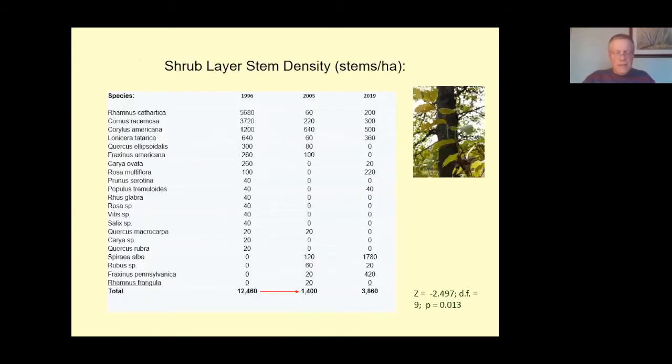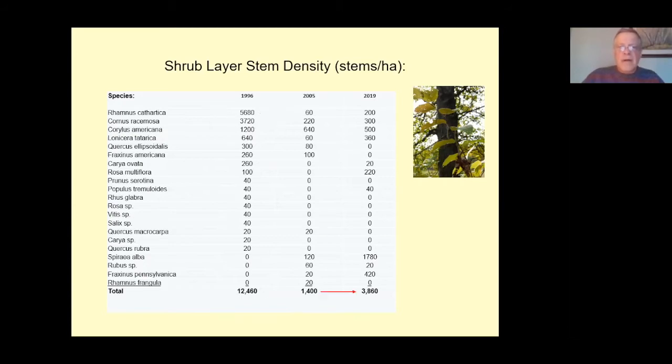From 1996 to 2005, the total shrub layer stem density in the savanna decreased dramatically, and this was a statistically significant decrease. And the observed decrease in shrub stems from 96 to 05 is largely attributed to a significant reduction of the non-native shrub Rhamnus cathartica, or common buckthorn.